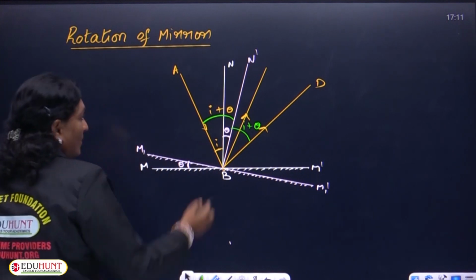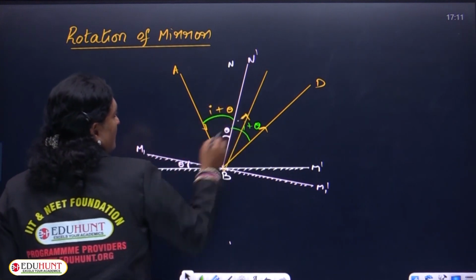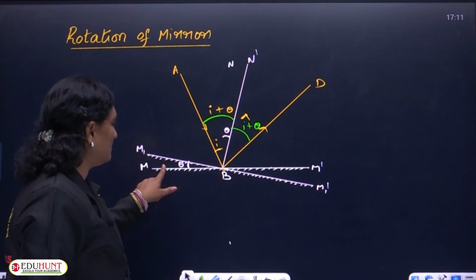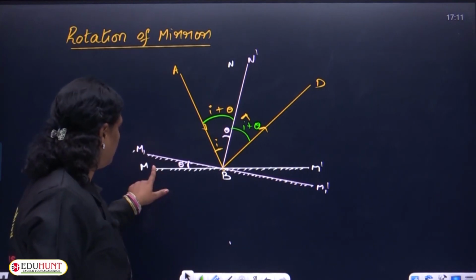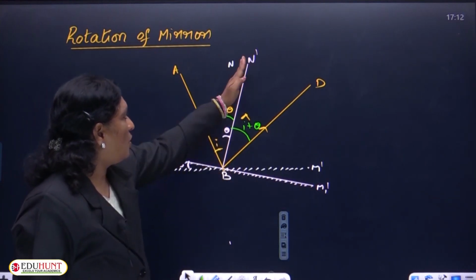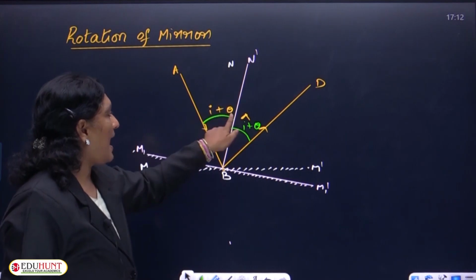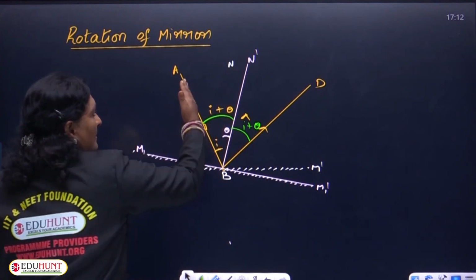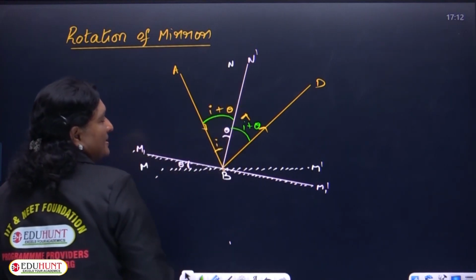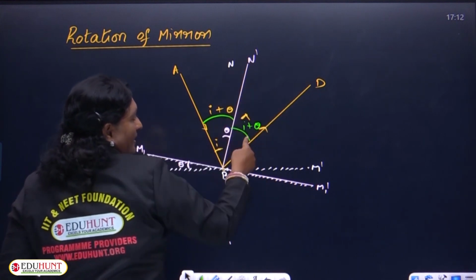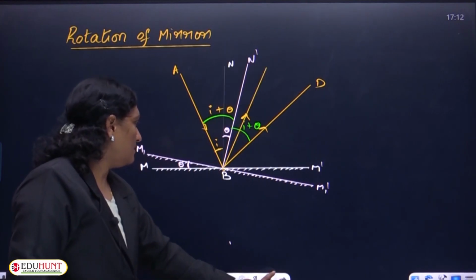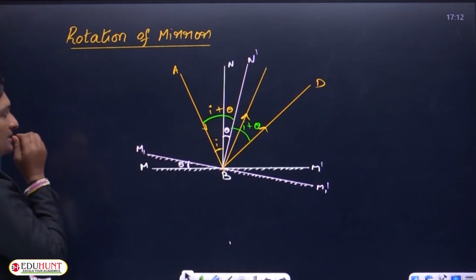To avoid confusion, I am just removing these two lines, children. For the new position of the mirror, this is your normal. With respect to the normal, the angle of incidence was i up to this value, and the rotated part is theta, so the total is i plus theta. Similarly, between D, B, N dash we also found i plus theta. Based on these conditions, let us discuss in detail now.